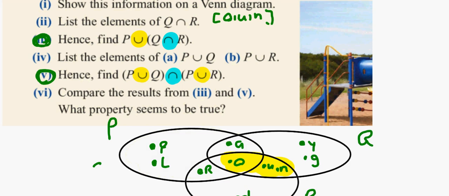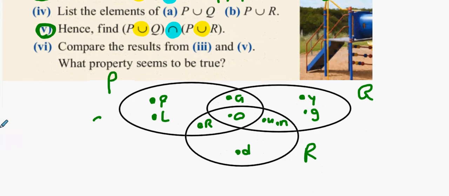Okay, so I'll have to do that again. Just give me a sec. Anybody else remember that there? It's P, L, R. Was R in there? Yeah. O, A, U, and N. Okay. Next, it wants me to list the elements of P union Q.